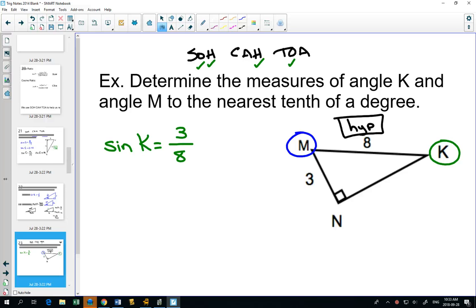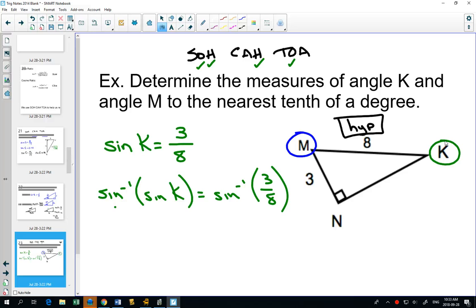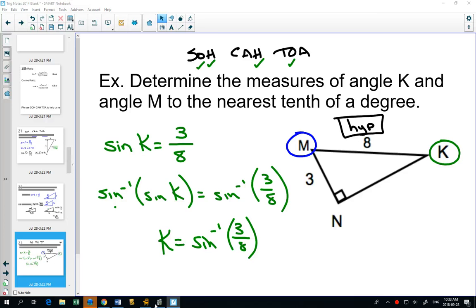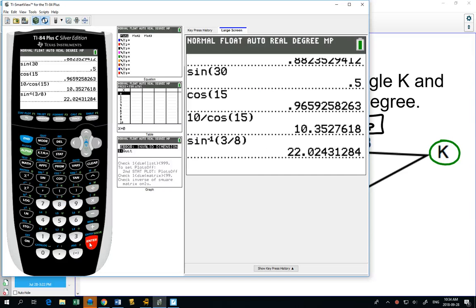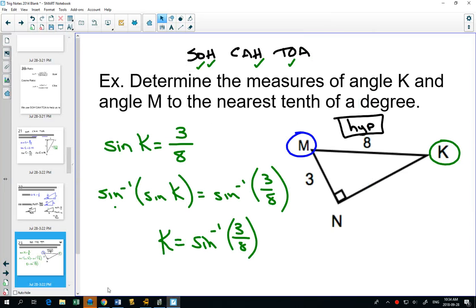Now the step that you don't write, but you can if you want to, the next thing we do is we take sine inverse of this side and sine inverse of this side. Sine inverse and sine will cancel out because they're opposites of each other. And we just get K is equal to sine inverse of 3/8. And we go to our calculator, and since our calculator has all of those values built in, it says, if you have a ratio of 3/8, I know that the angle is 22.0 degrees. And we're supposed to round to the nearest tenth of a degree, so K is equal to 22.0 degrees.